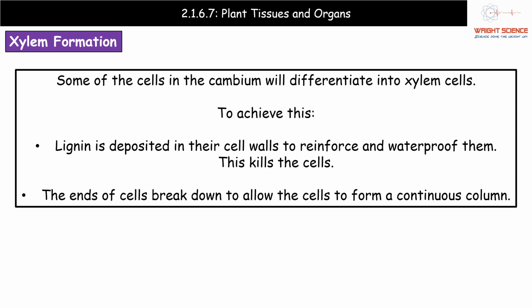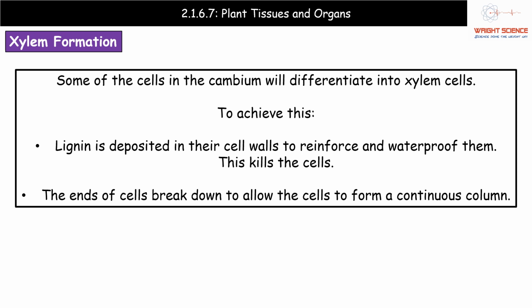Now, in order for those cells to actually differentiate into a xylem cell, what has to happen is we need to deposit lignin into the cell walls. And the idea of doing that is to reinforce them and to waterproof them. Because if we think about the function of our xylem, it's to transport water and those mineral ions. So we need it to basically be kind of like a waterproof tube running through our plant. The downside of actually depositing this lignin and waterproofing them is it is going to kill the cells.